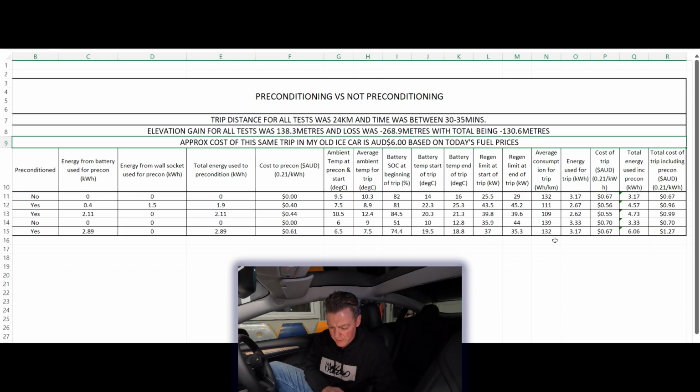I wanted to look at the consumption, the efficiency of the car over that trip, preconditioned or not, and then in different ambient temperatures. Energy used for the trip, and the cost of just the trip itself, multiplied by the cost of my electricity at home. Now this is factoring in if you're paying.